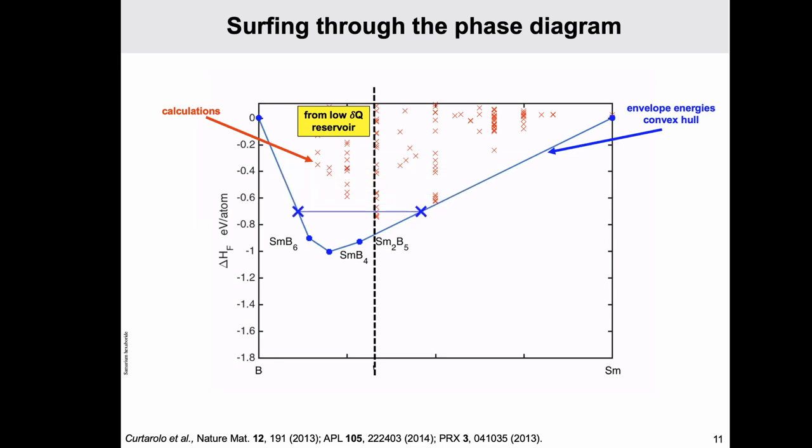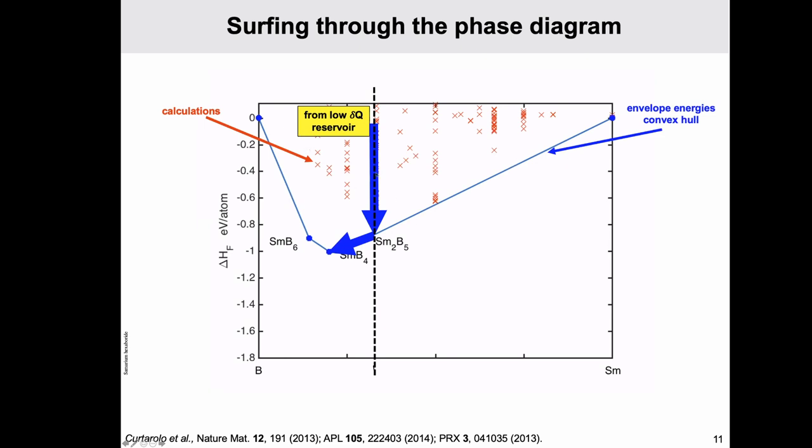Which means that if you take a mixture, the mixture which is this black dashed line, this would decompose left and right. You see that the cross is going down. And eventually, because remember, you are in the grand canonical ensemble, so you have a free number of particles. You can change the concentration at will. You will end up nucleating samarium boron 4. Okay. So if you come from a reservoir of low heat, you are minimizing these pictures.